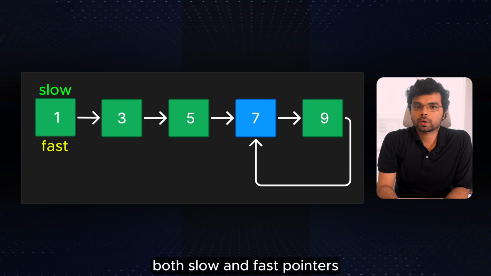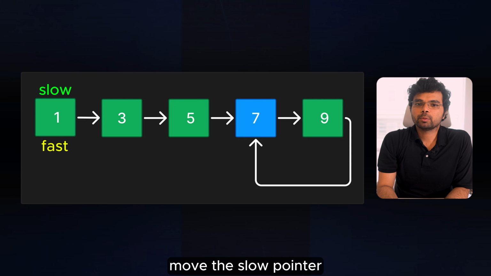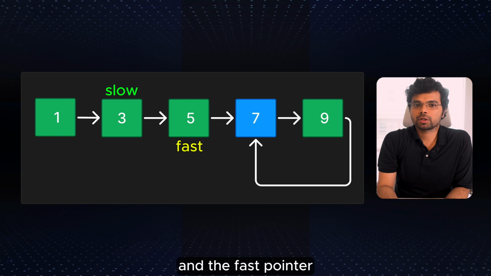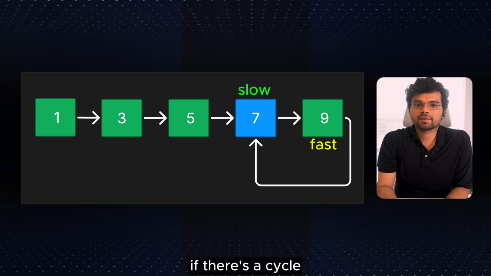Start by placing both slow and fast pointers at the head of the linked list. Move the slow pointer one node at a time and the fast pointer two nodes at a time. If there is a cycle, they will eventually meet.